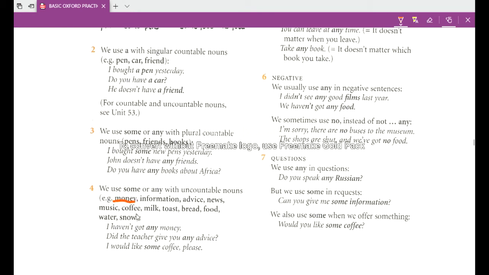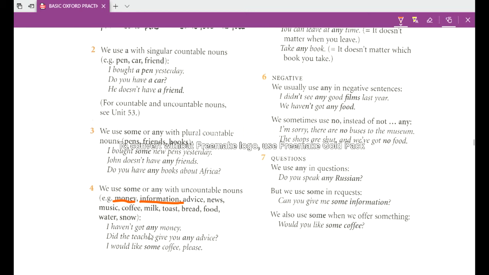Money. Money is countable or uncountable? Information. Countable or uncountable? People can say, no, money is countable. How can you count money? One money, two money, three monies, four monies? No, we cannot say like this. Money is uncountable. We can count a note, okay? We can count a note, but not the money properly speaking. So we say some money. We cannot count information. We cannot say one information, two information, three information. No, we say some information, some money, some milk, some toast, and so on.